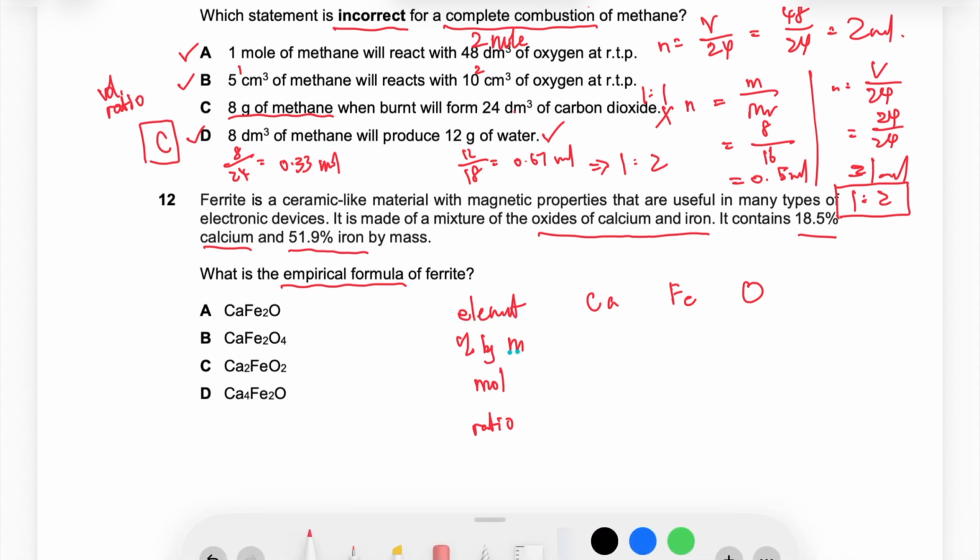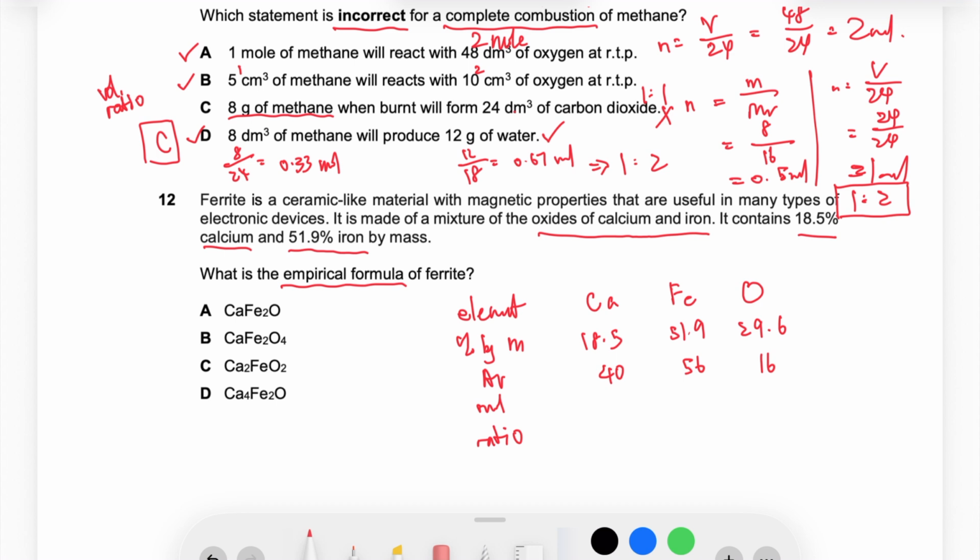I think I missed out Ar. Ar, mole, ratio. So coming back, calcium is 18.5, iron is 51.9. So oxygen is 100 minus 18.5 minus 51.9, so you get 29.6. So everything adds up to 100%. Calcium is 40, so look at our periodic table. Iron is 56, oxygen is 16.